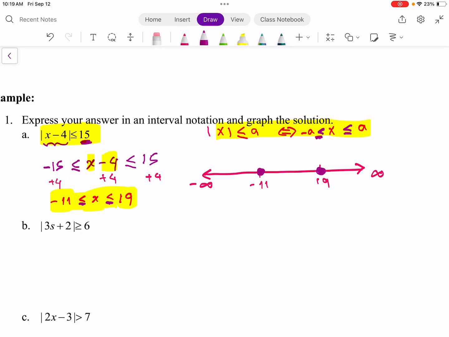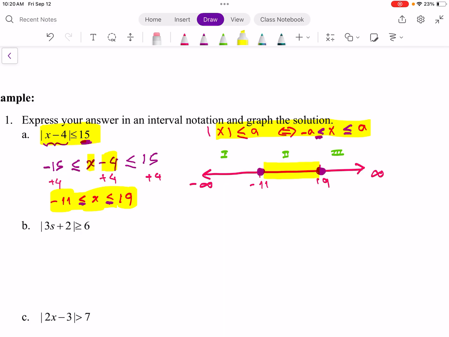Now where do we find a number x which is greater than negative 11 and less than positive 19? We have three parts of the number line. On which part do we find those numbers? In part 2, right? So this part is our solution.